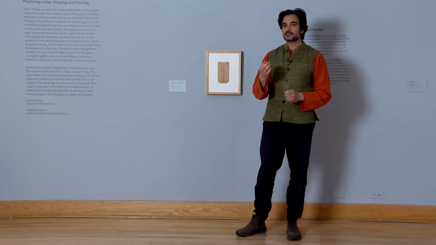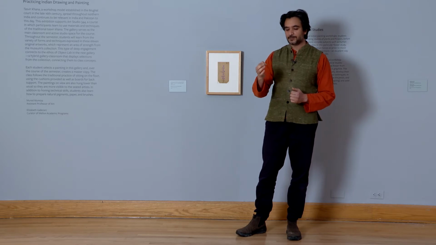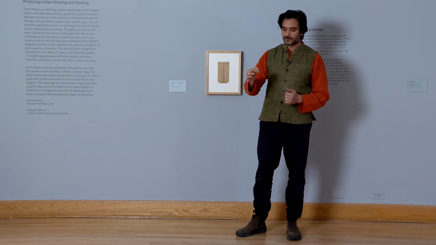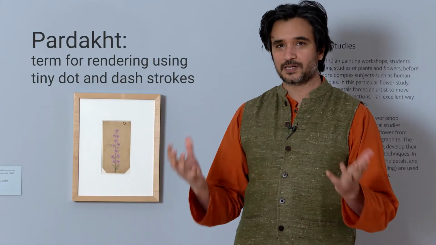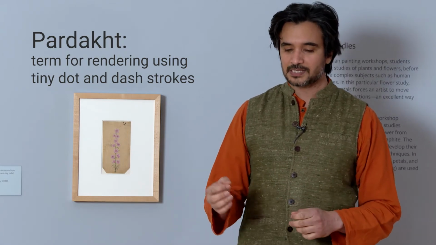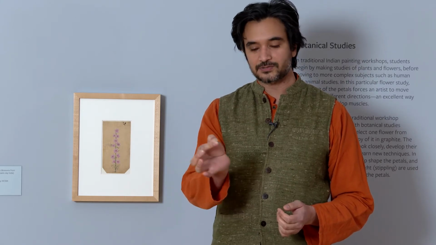This sort of rendering technique, in which you repeat a particular mark, whether that's the dot mark or the dash mark, is called pardakht. Once again, it's a Persian term that becomes part of the Indian miniature painting practice. Pardakht is an extremely important rendering technique. In the pencil, which is of course a modification of a traditional practice into a modern practice, you make these really subtle circular gestures, and through those gestures you start to render the surface gradually, step by step.